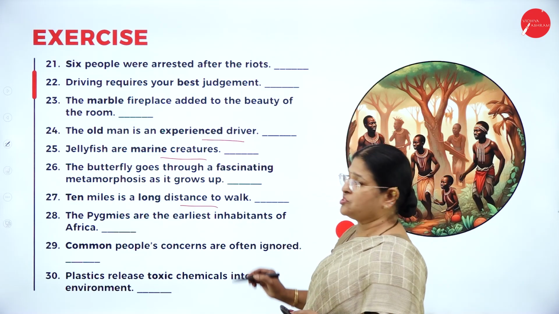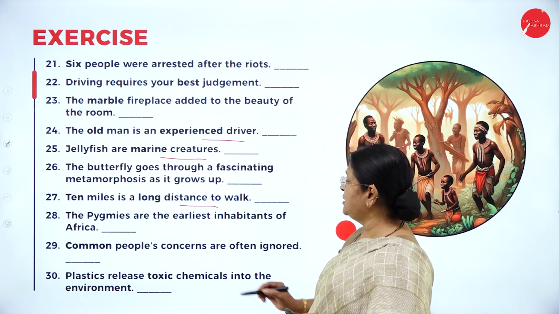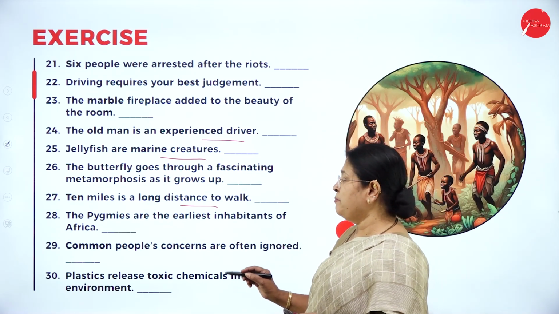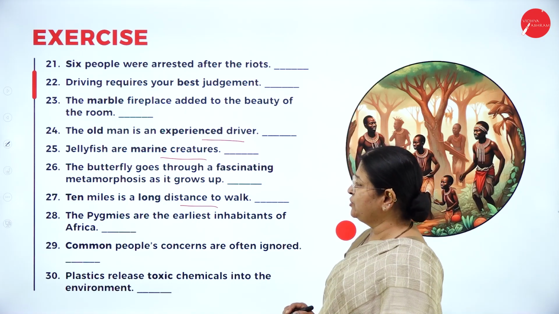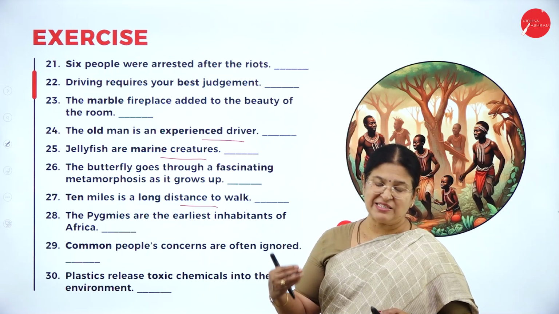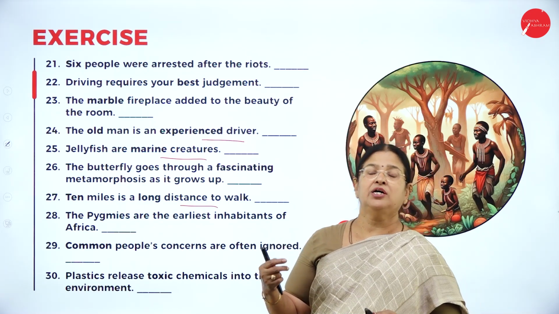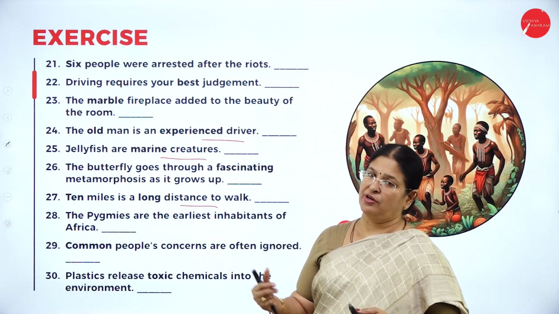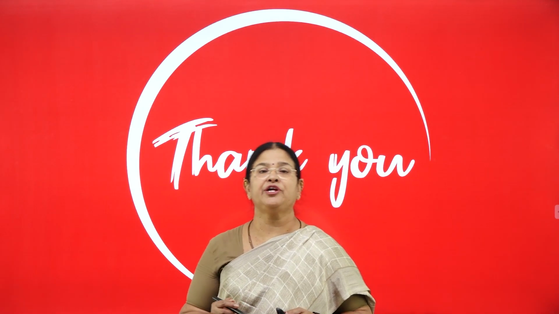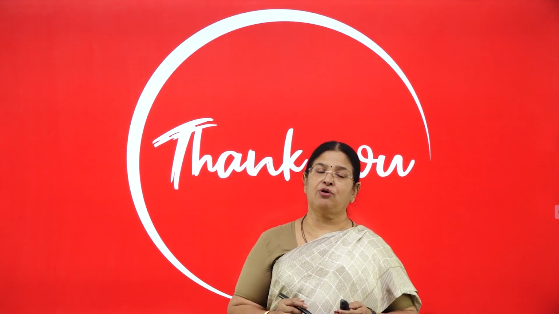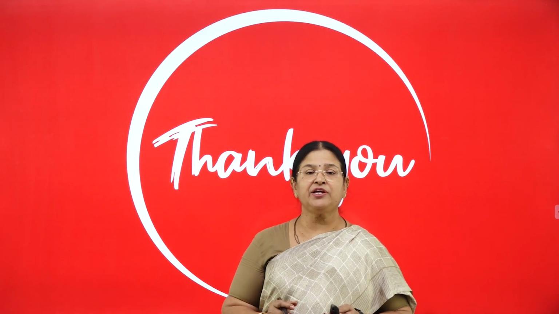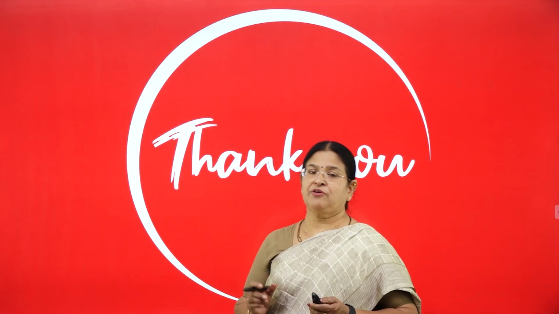10 miles is a long distance to walk. The pygmies are the earliest inhabitants of Africa. Common people's concerns are often ignored. Plastics release toxic chemicals into the environment. So I have come up with some examples for you all as an exercise to identify a particular type of adjective in the following sentences. Hope you all have understood the first very important unit, the first language component called adjectives, in the second sem BCom English syllabus. This is a very, very important language component which is part of your examination.